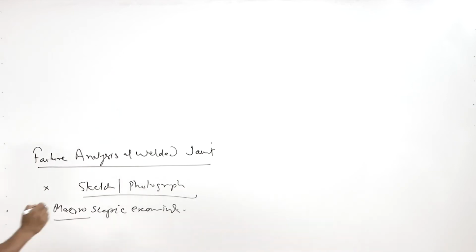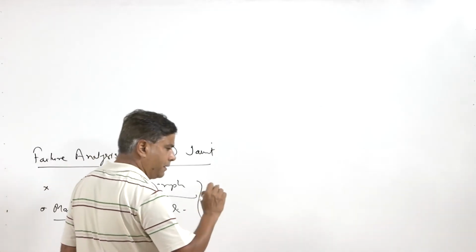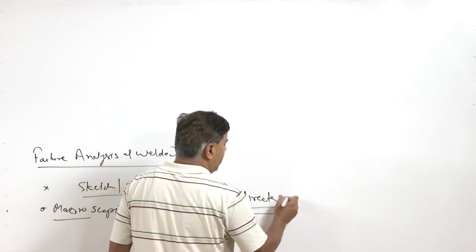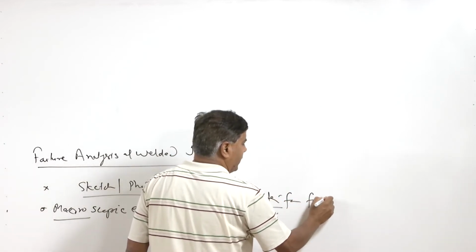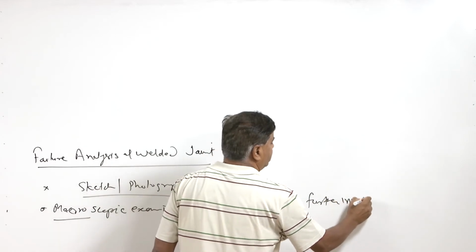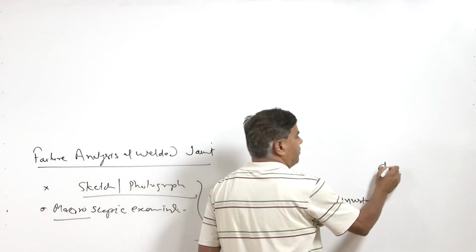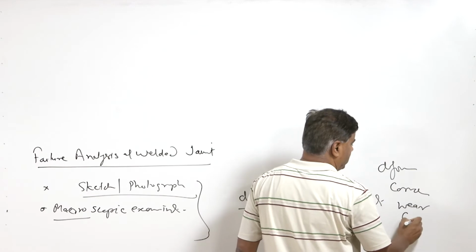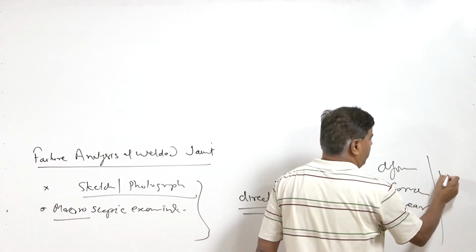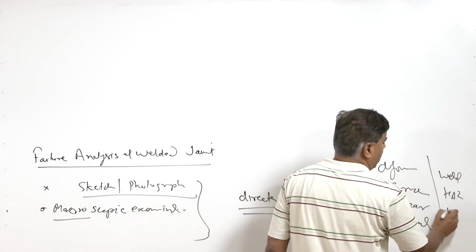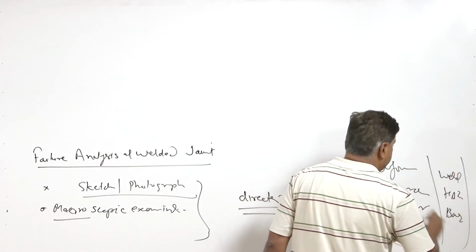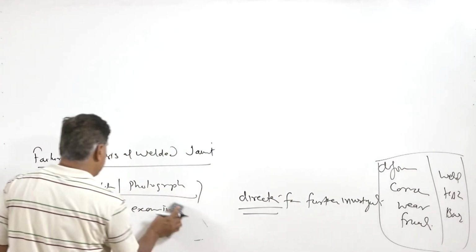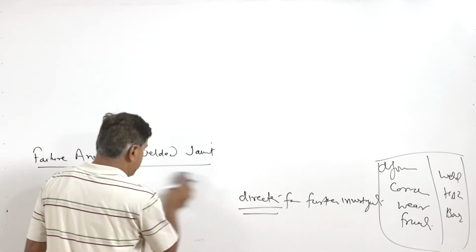So based on these observations, we will be able to have some idea about the directions that need to be taken for further investigation. Whether it is the deformation, corrosion, wear, fracture, and its location from the weld, HAZ and the base, these aspects will determine what things need to be investigated and what different characterizations need to be carried out for the failure investigation.